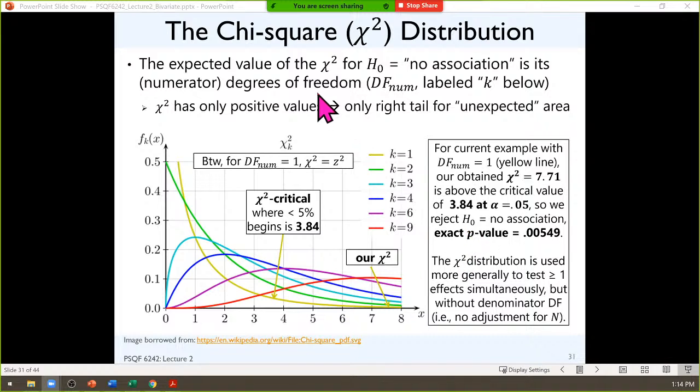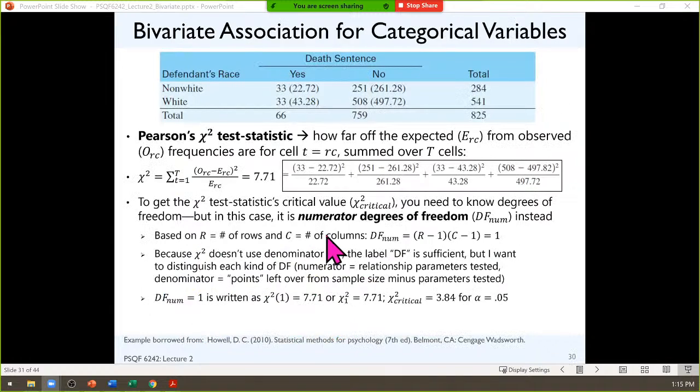So what we can say based on these results is that because our obtained chi-square is over here, the 7 whatever, and it's past the critical point where alpha of 0.05 begins, then we reject the null. These things are associated. And the exact p-value that goes with this is 0.005. So if these 2 variables were unrelated, if your race had nothing to do with whether or not you were given a death sentence, then we would see this pattern of association less than 0.5% of the time.